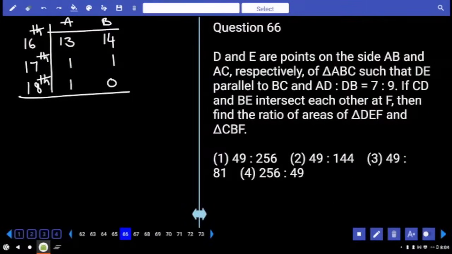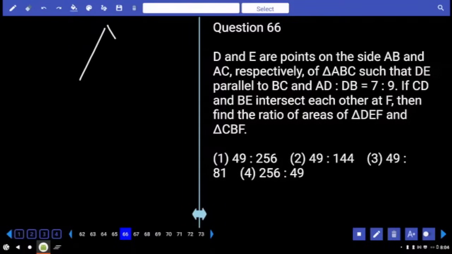D and E are points on the sides AB and AC respectively of a triangle ABC such that DE is parallel to BC. Triangle ABC, A, B, C. D and E are points on the sides AB and AC. Here is D and here is E, such that DE is parallel to BC. AD and DB are in the ratio 7:9. This is 7, this is 9.